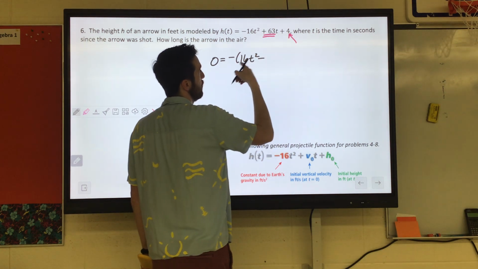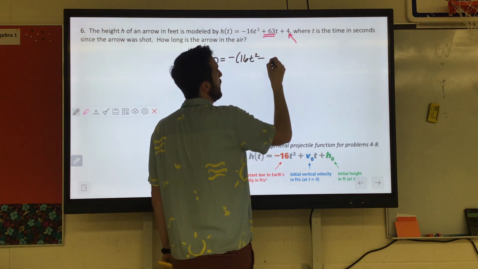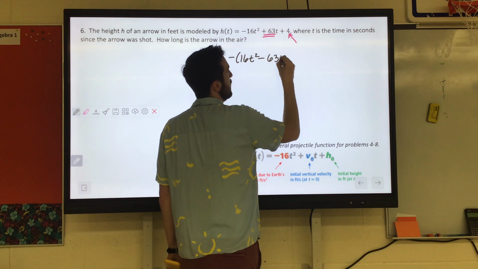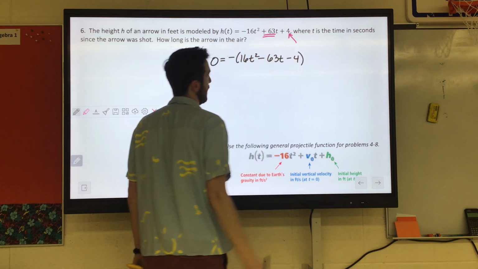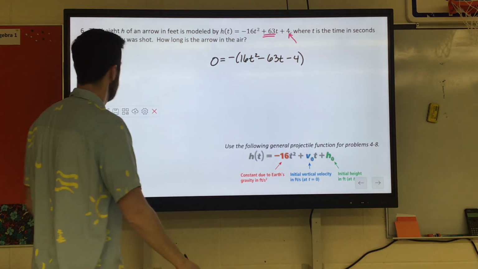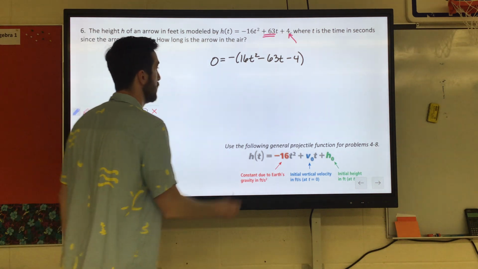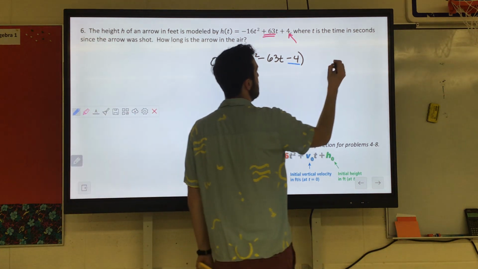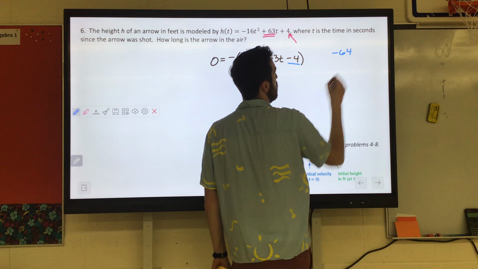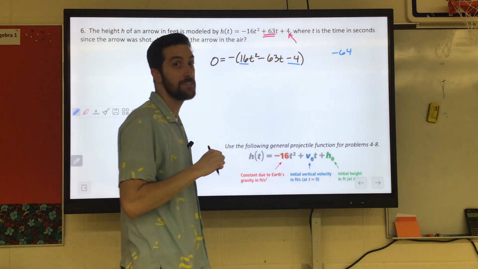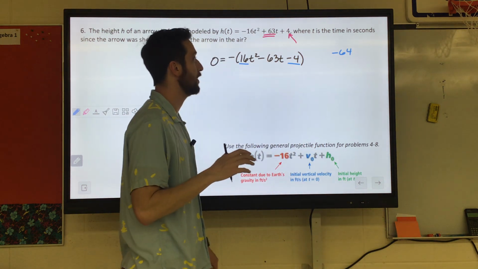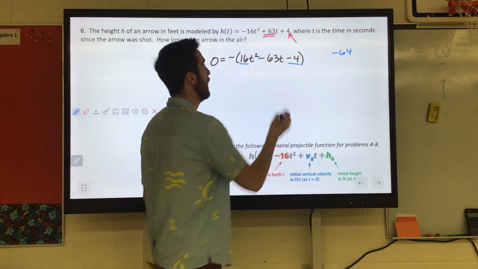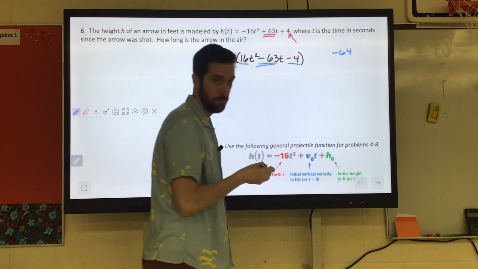So that'll change it to positive 16t squared, negative 63t, and then negative 4. Now that's a pretty brutal combo. We have to factor that, so we're going to multiply first and last. 16 times negative 4 is negative 64. We need the factors to be 64 apart from each other. Or sorry, they have to multiply to 64 and be 63 apart from each other.